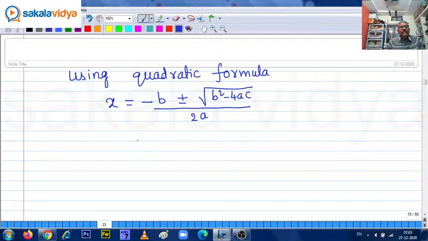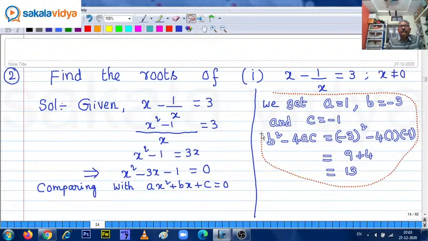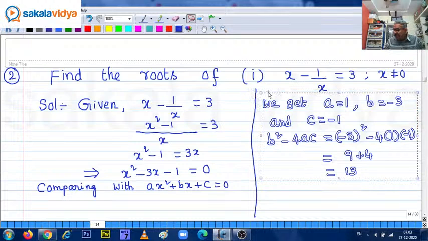Substitute the respective values. So here, a equals to 1, b is equal to minus 3, c is equal to minus 1. b square minus 4ac is 13. So now just take all these values. These values are very important to substitute.